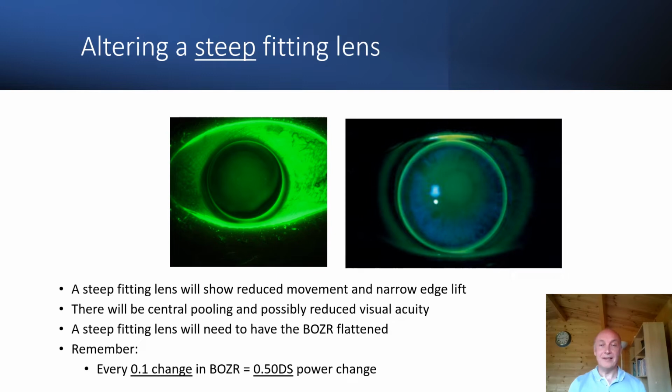So a steep fitting lens will need to have the back optic zone radius flattened. What we also need to take into account is if we change the back optic zone radius by 0.1 millimeter or more, we need to change the power of the lens by 0.5 to compensate.